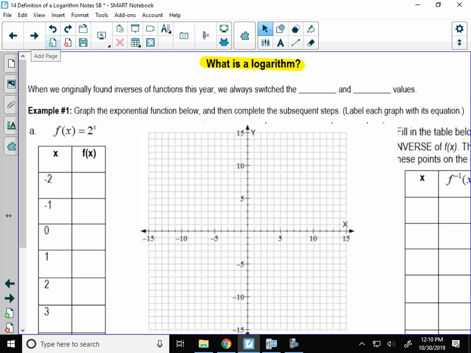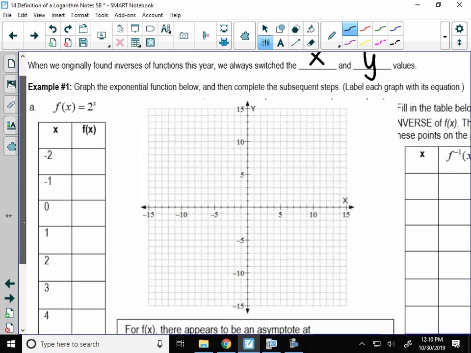Right here at the very top. So when we did inverses in the past, we switched the x and the y values. Now, we're going to use that idea here, first to talk about inverses of an exponential function, okay? So you can pull out your calculator if you want. You can probably do this without a calculator too if you really thought hard.